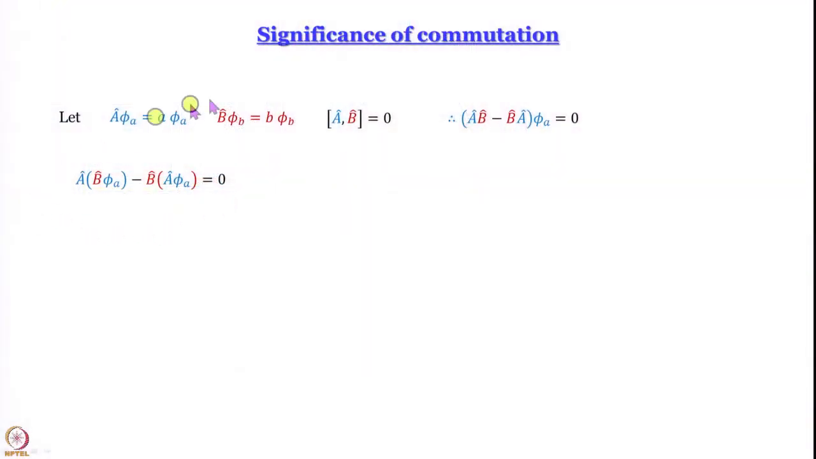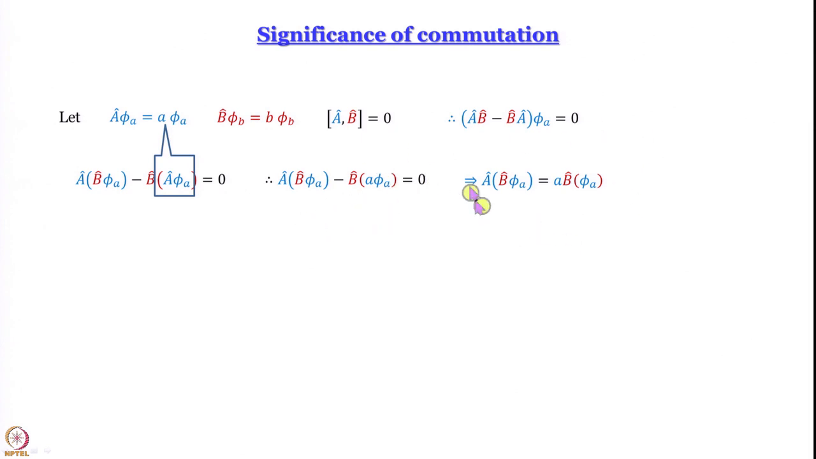A B minus B A operating on phi A gives you 0. Now, we know the sequence of operations. If I write A B phi A, that means B operates on phi A first and A operates on the resultant function. And if you write B A phi A, that means A operates on phi A first and then B operates on it. So, A operating on B phi A minus B operating on A phi A gives you 0. Then we already know what A phi A is: it is the eigenvalue a multiplied by phi A. So, we can rearrange this to A operating on B phi A, and we take the B hat term to the right hand side, so that minus sign goes.